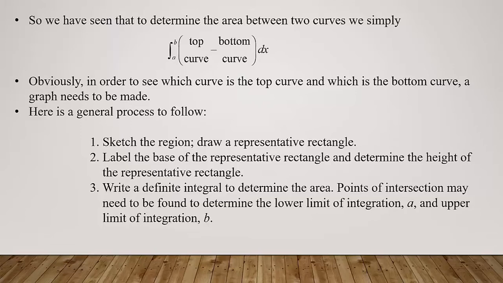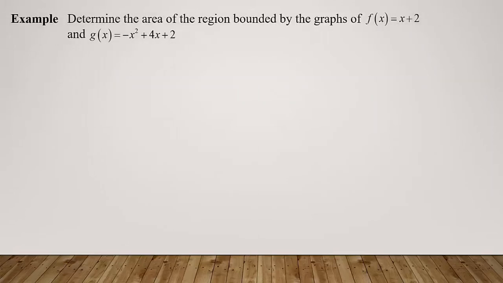Now, points of intersection may need to be found in order to determine the lower limit of integration a and the upper limit of integration b. And then once we have all that done, we just simply integrate and use the fundamental theorem of calculus. So let's check out this example. We're going to find the area of the region that's bounded by the graphs of f of x equals x plus 2 and g of x equals negative x squared plus 4x plus 2.